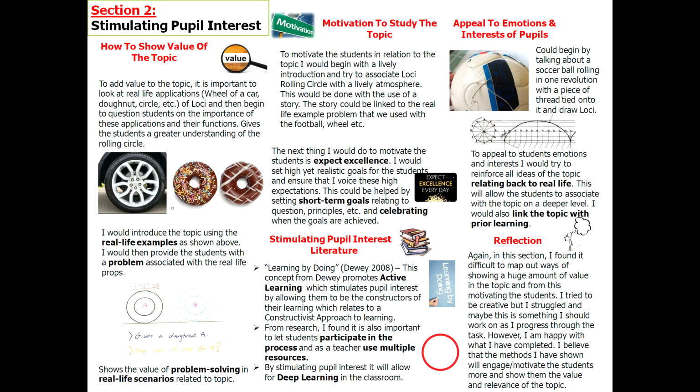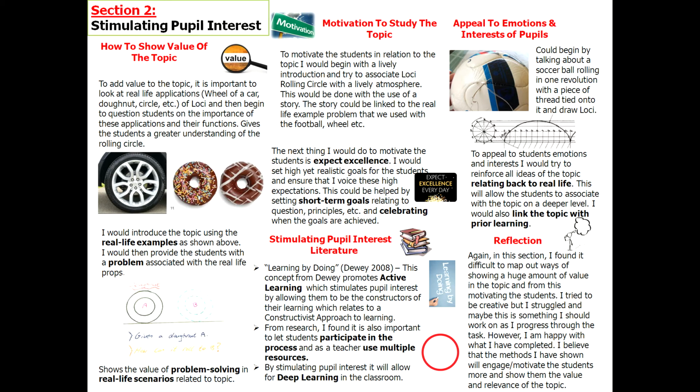The sketch below shows a donut, A, front elevation, and I'm trying to show how this can be rolled to B. So how are the students going to roll this to B? Are they going to roll it along the line? Are they going to pick it up? They must find this out themselves. So this shows the value of problem solving in real life scenarios related to the topic.